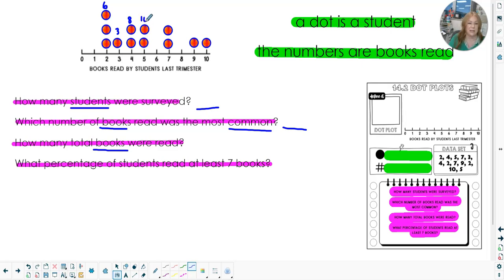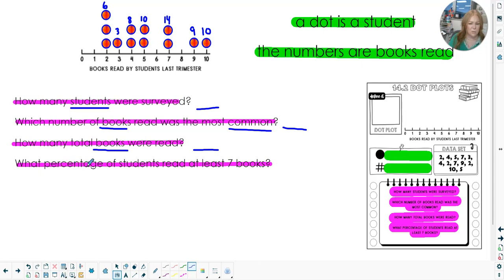Together, they've read 10 books. 7 and 7 together, they've read 14 books, right? We're just adding up each student, how many books they read. This student read 9 books, and this student read 10 books. So now we're going to add up all those numbers, 6 plus 3 plus 8 plus 10 plus 14 plus 9 plus 10, and see how many total books they read. We're just putting them all together.